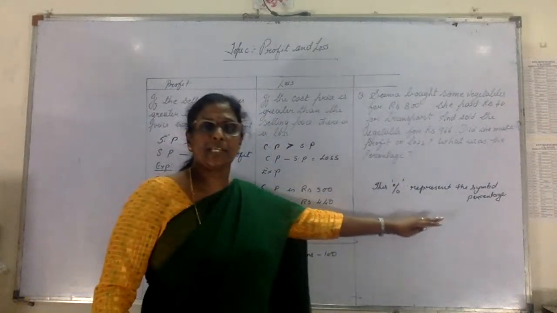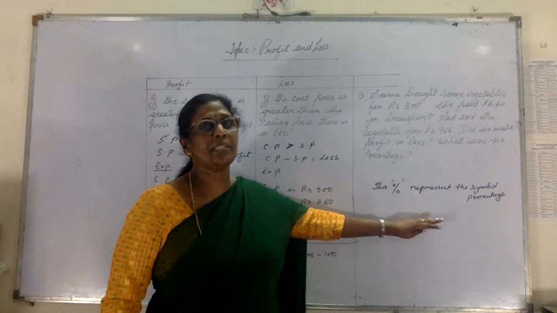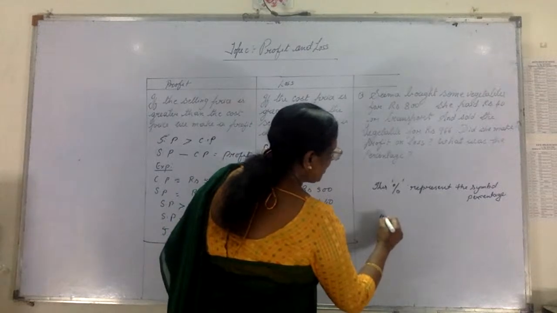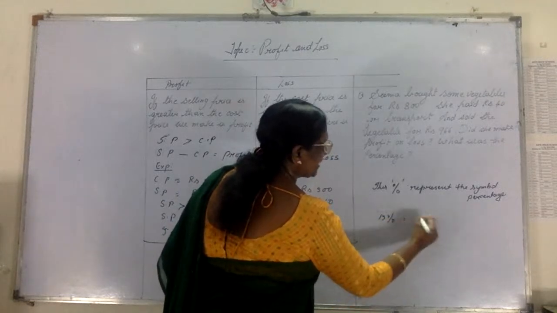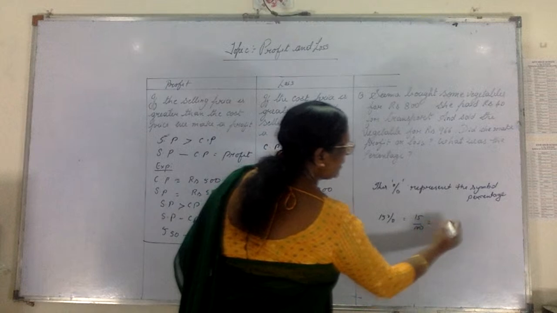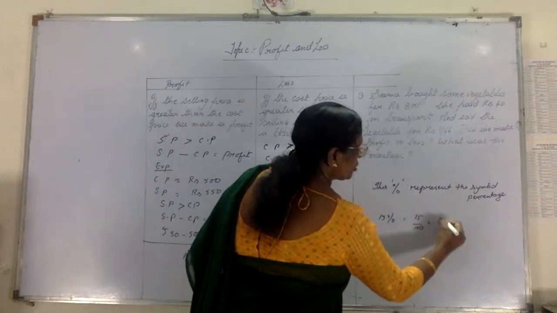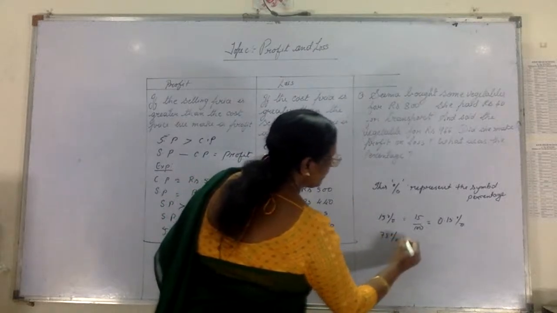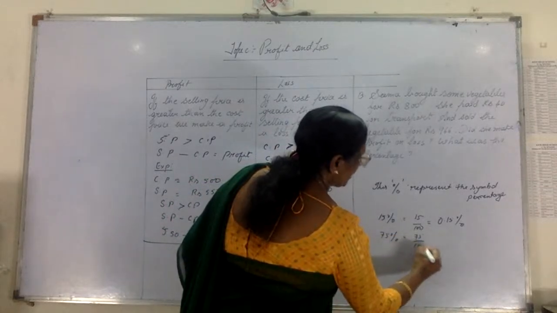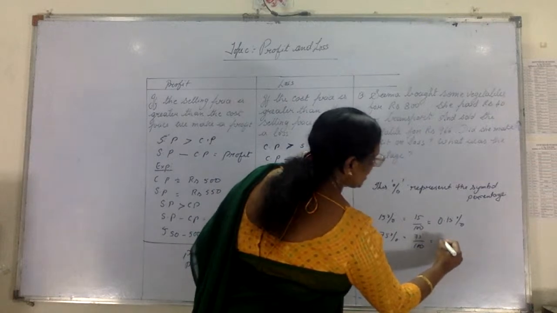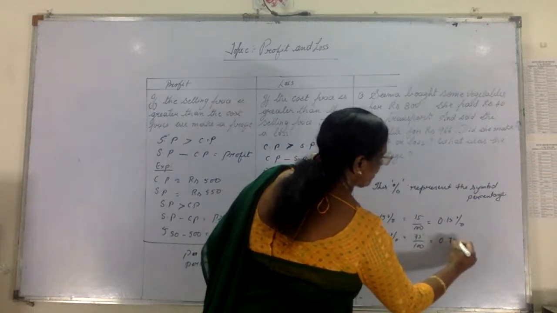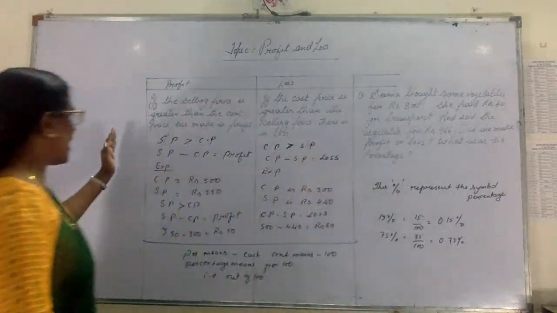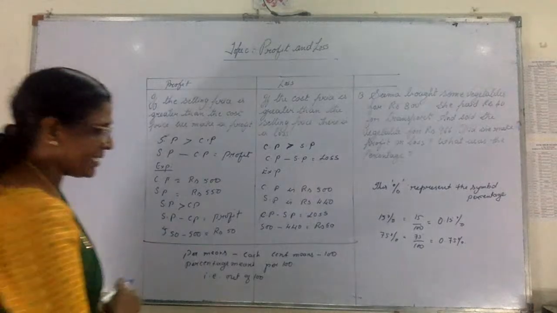The percentage is a number or a ratio that is expressed in the form of a fraction. For example, if we say 15%, that is 15 upon 100. This can be written in decimal point also, 0.15. If we say 75%, that is 75 parts of 100, we can represent this in the decimal form as 0.75.